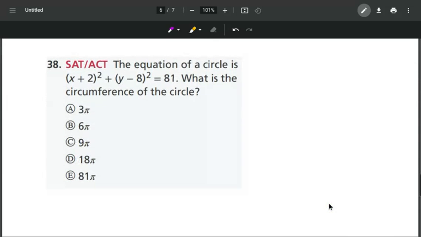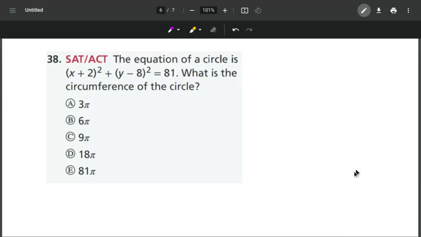Now here's a question that you would see on a standardized test that would test your knowledge of the equation of a circle, but then it would push it just a little bit further. So it tells you that the equation of a circle is x plus 2 squared plus y minus 8 squared equals 81. And they don't want to know the center or the radius, they actually want to know something about the circumference. So let's start with what we already know. I know that I can look at this equation and pull out the center. I know that the center is at the point, take the opposite of that number, -2, and the opposite of this number, +8. That's the center.